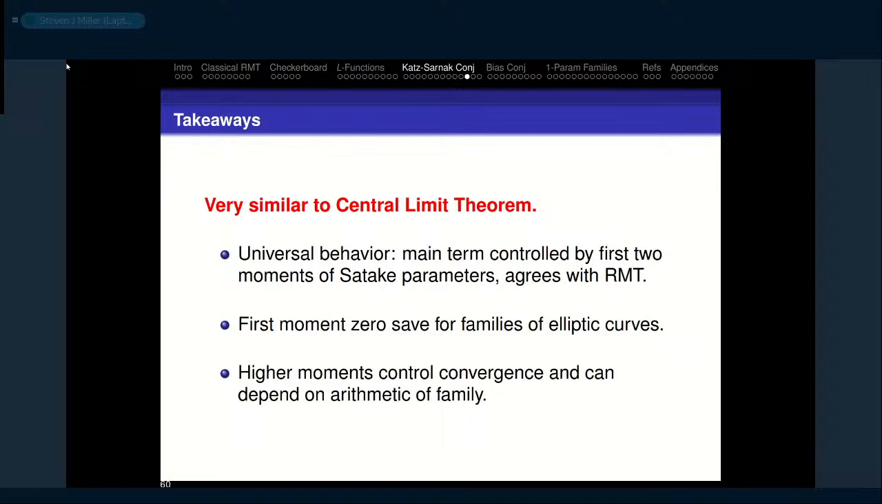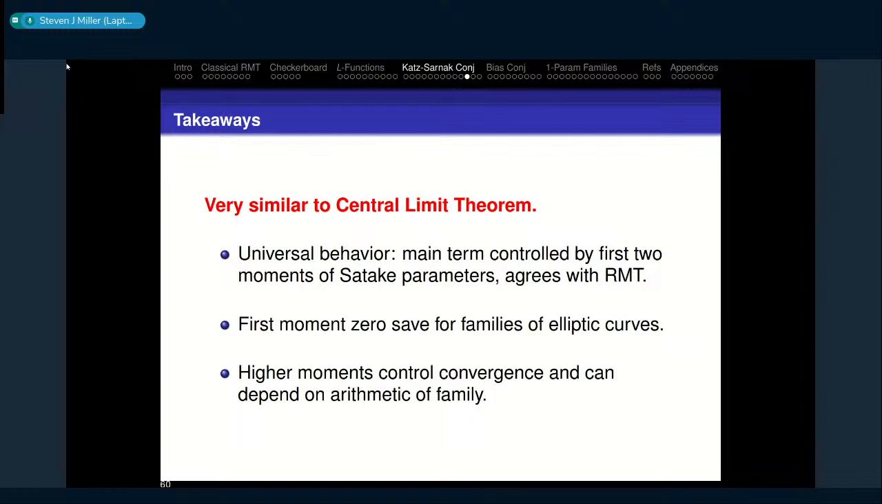What's going on is really very similar to the central limit theorem. If I give you any nice distribution, I can always adjust it so it has mean zero. I can then always rescale so that it has variance 1. And if you know about the Berry-Esseen theorem, it's the higher moments, the third moment, the fourth moment, that affect the rate of convergence to normality.